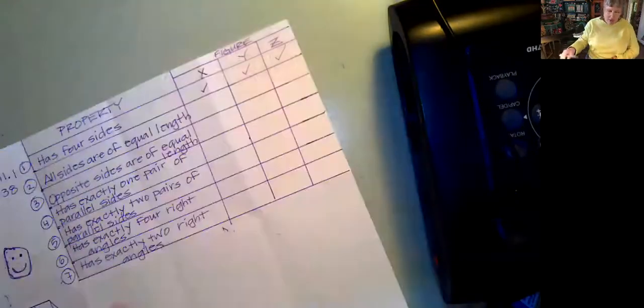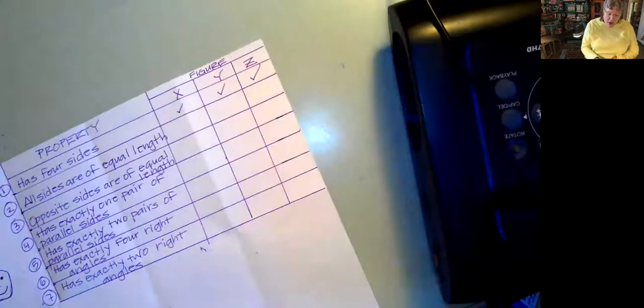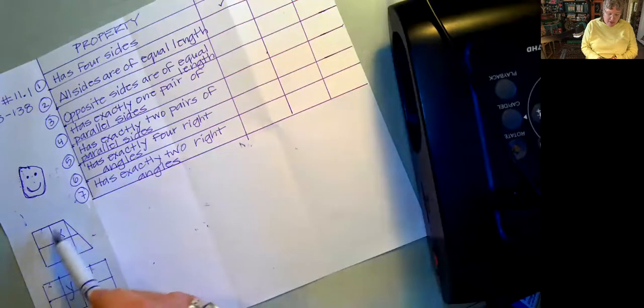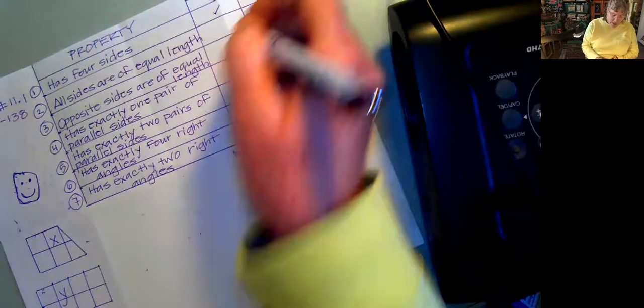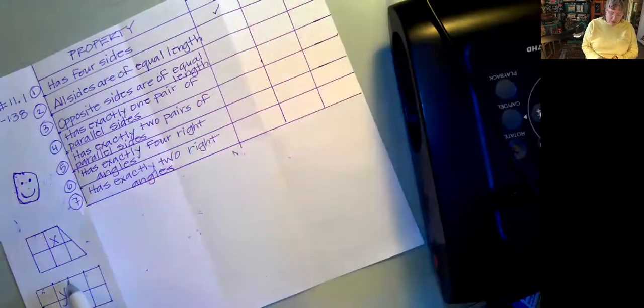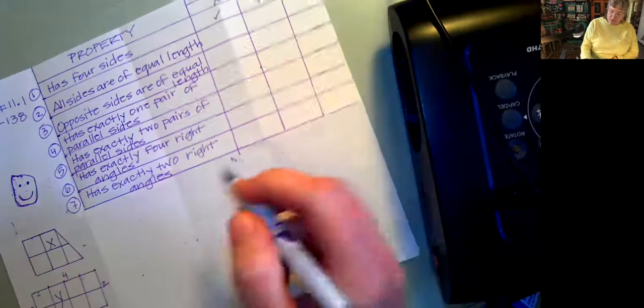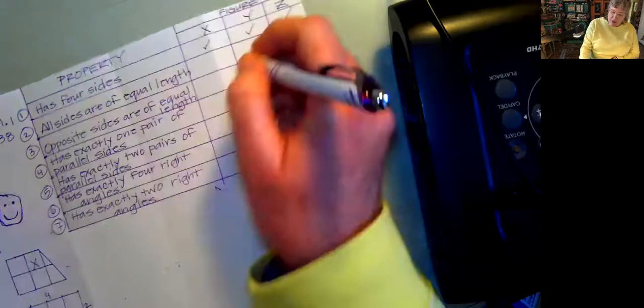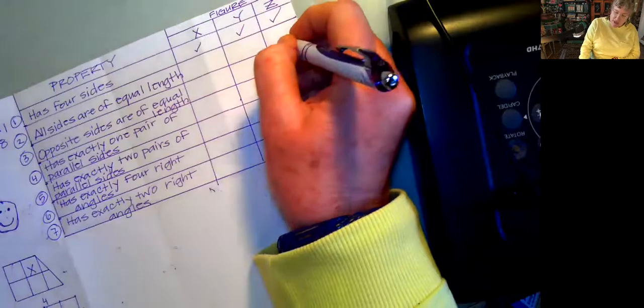All right. So let's look and see. All sides are of equal length. Well, this is 2, this is 2, this is 2, this is 3. So no. On Y, this is 4, this is 4, this is 2. So no. This is a square, yes. So these are 2, 2, 2, 2, 2. So we're going to click yes or we're going to hit yes on Z.